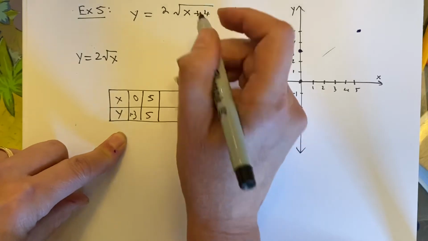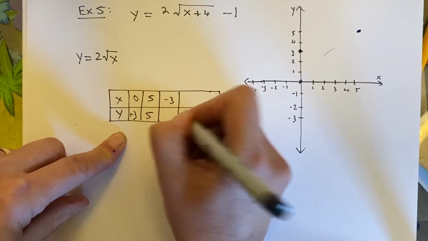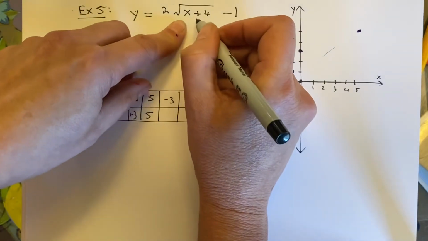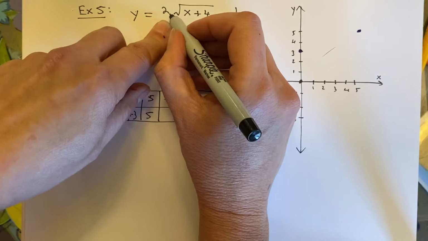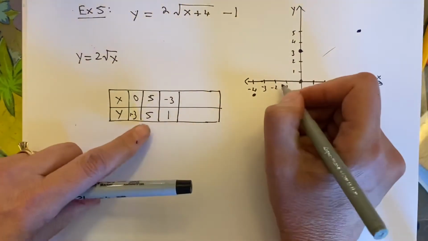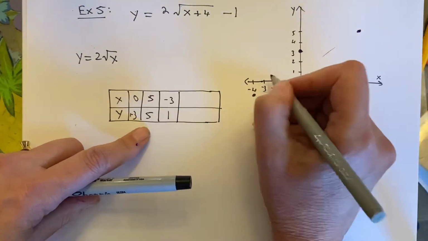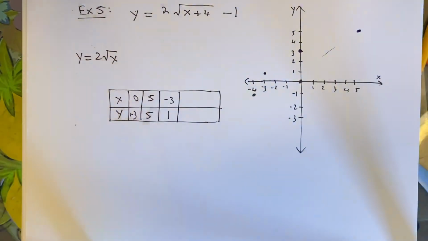If I put in a -3, which is a really good one to put in, I will get -3 plus 4 is 1. Square root of 1 is 1. Times 2 is 2. Minus 1 is 1. And so I realize, oh okay, I can put in -3 for x and get positive 1 for y. And that's good because it's looking like it might just be going the way I was predicting.